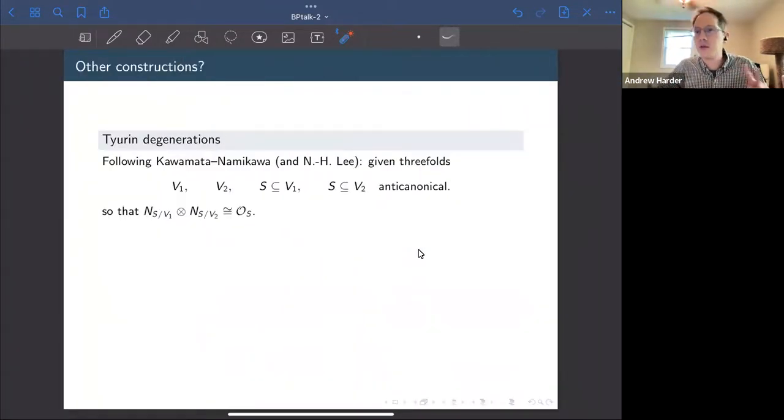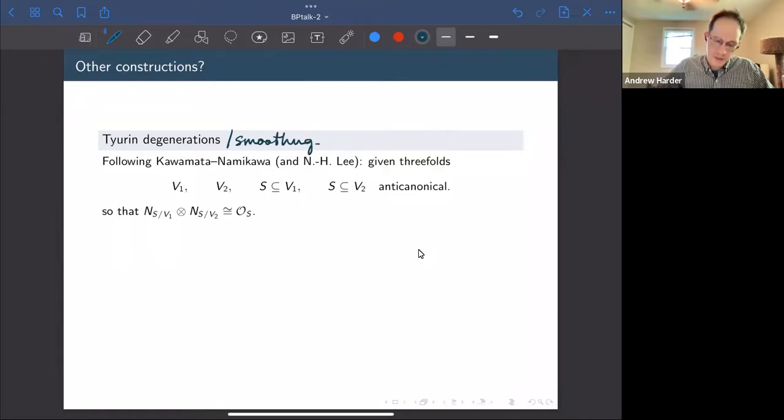So I want to introduce two different constructions of Calabi-Yau threefolds, or Calabi-Yau varieties, where I can think about the same types of questions. I'm going to mention one and not really come back to it until the end of the talk, and the next one I'm going to talk about a little bit more. So the first construction is a construction by Tyurin degeneration, or maybe smoothing.